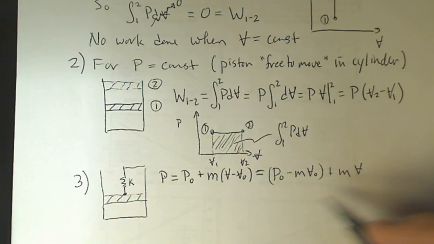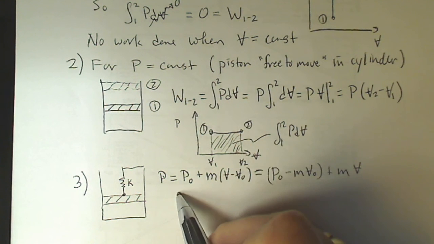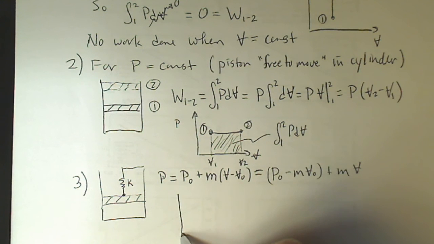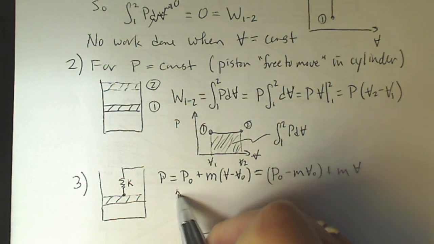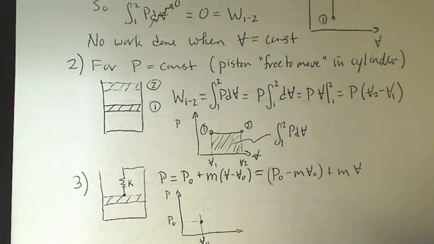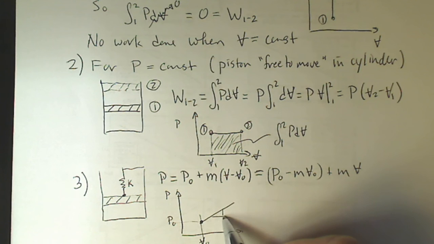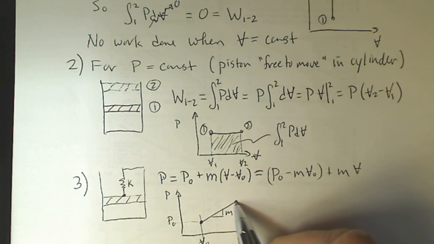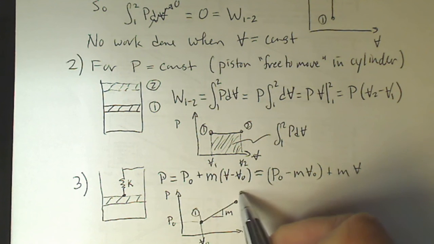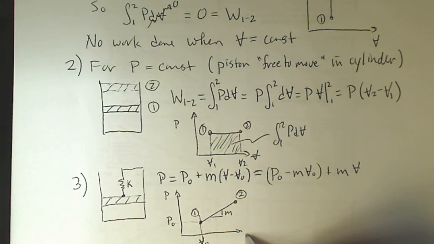If we were to look at this on a diagram, P versus V, let's see if we can piece that together. It says that at P0 and V0 we have this pressure, and at any other pressure, any other volume, we have a slope M. And so this has that linear relationship between pressure and volume.